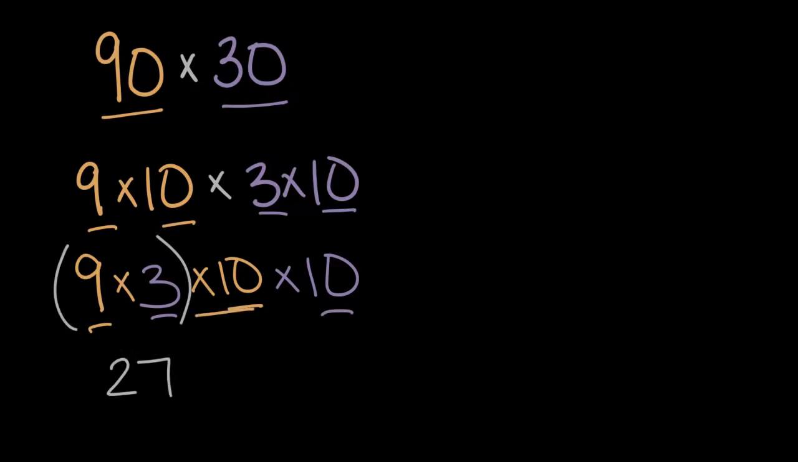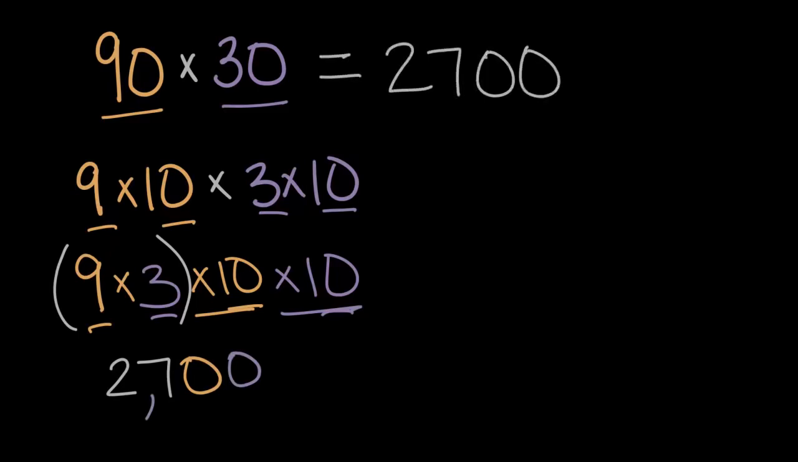27 times 10 will be 27 tens, or 270, which is 27 with a 0 on the end. And 270 times 10 will be 270 tens, or 2,700, which is 270 with a 0 on the end. So going back to the original question, 90 times 30 is equal to 2,700.